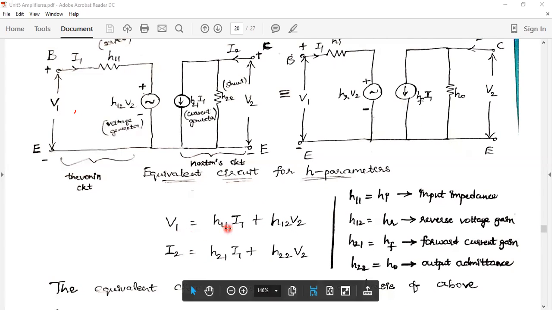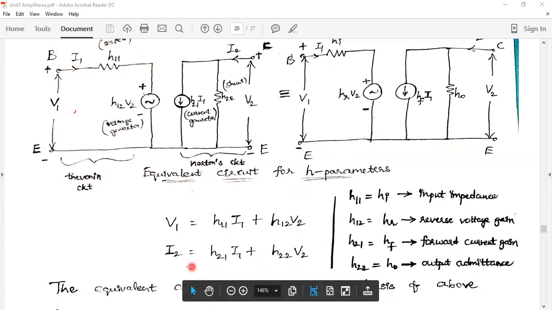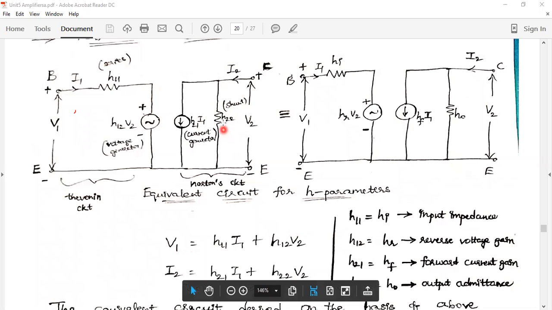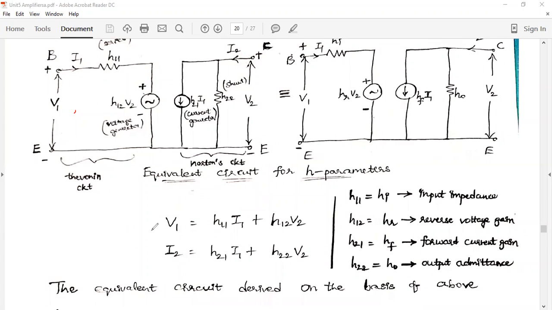H11 is across the input side, and current I1 is on the input side. H12, and the voltage is across the output side. V2 is across the output side. And I2 is equal to H21 I1 plus H22 V2. These parameters I am going to derive in the subsequent class. Here, this is the notation. Please write this equation. V1 is equal to H11 I1 plus H12 V2. I2 is equal to H21 I1 plus H22 V2.